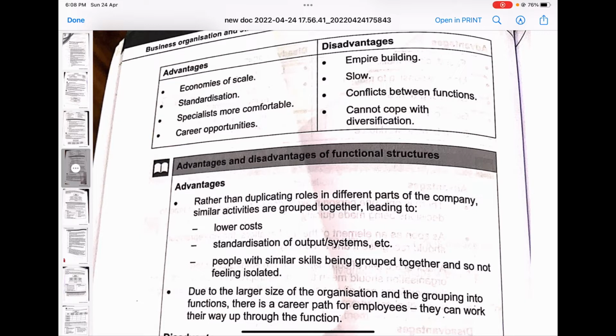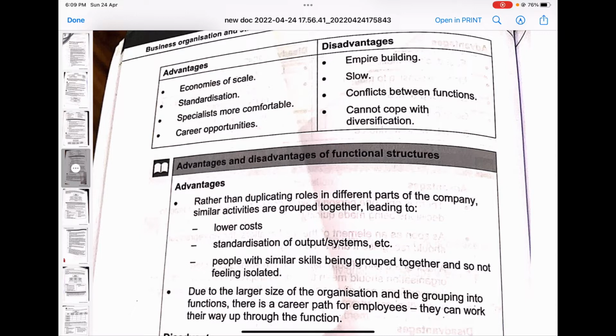Then career opportunities. Since a person is in the functional or departmental structure, there are career opportunities. I can become the marketing head later on. I have growth. It's not like the entrepreneurial structure. Then we have the disadvantages.